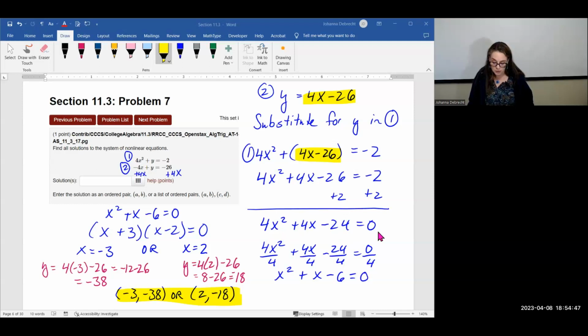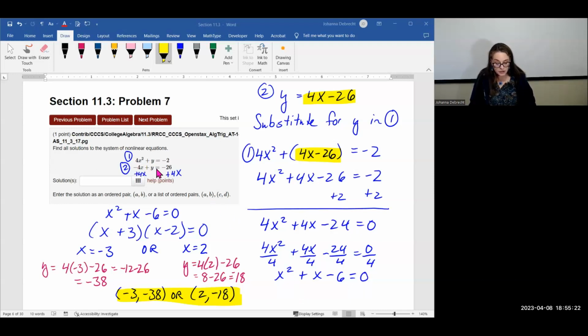Every term is divisible by 4, which leads to the trinomial x squared plus x minus 6 equal to 0. Factoring gives us x plus 3, x minus 2, which gives us solutions of x equal negative 3 or x equal 2. Then I come back up here to where I had solved for y, and I use that with the found x coordinates to find the y coordinate associated with that x. That gave me two ordered pairs, which you see here.